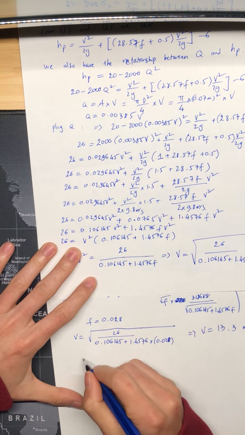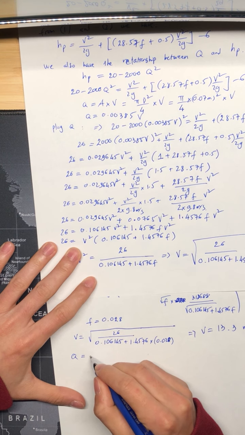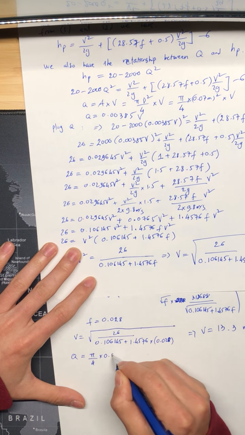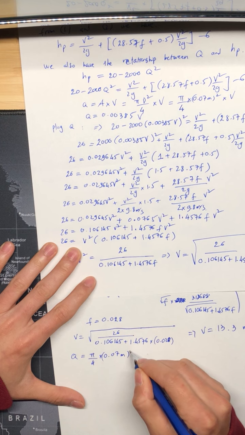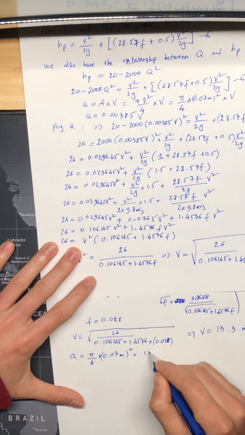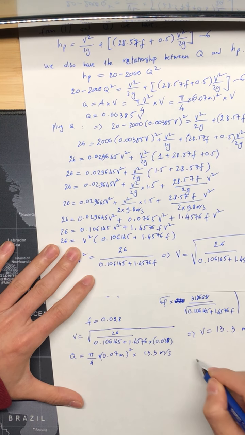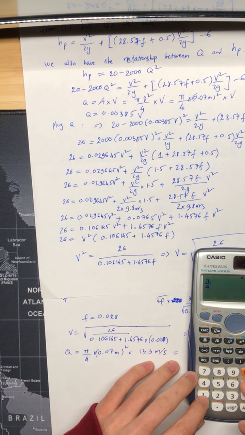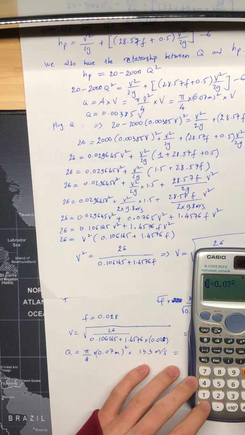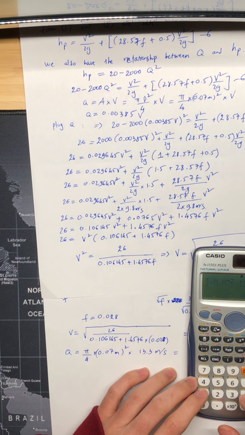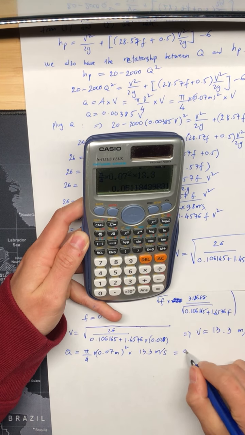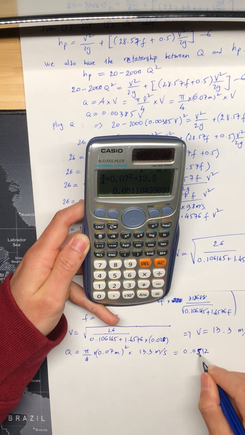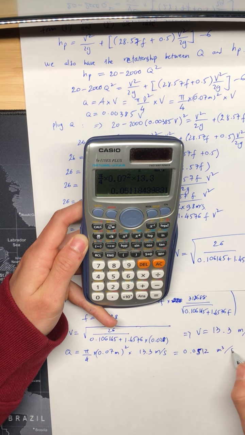So let's recall Q equals AV. So we have pi over 4 times 0.07 square times 13.3. So Q is 0.0512 cubic meter per second.